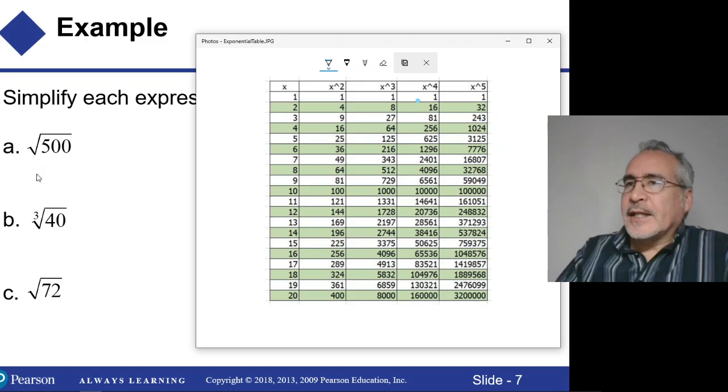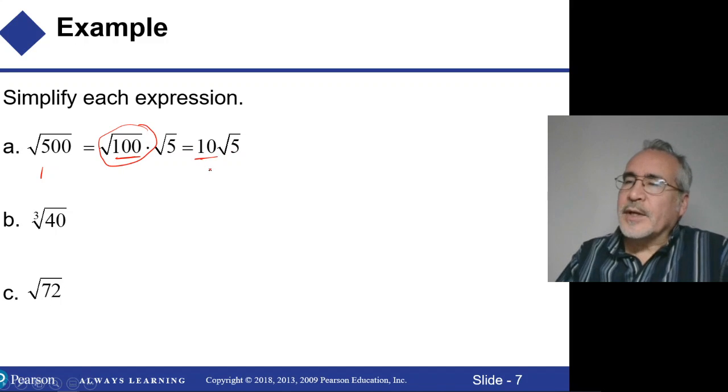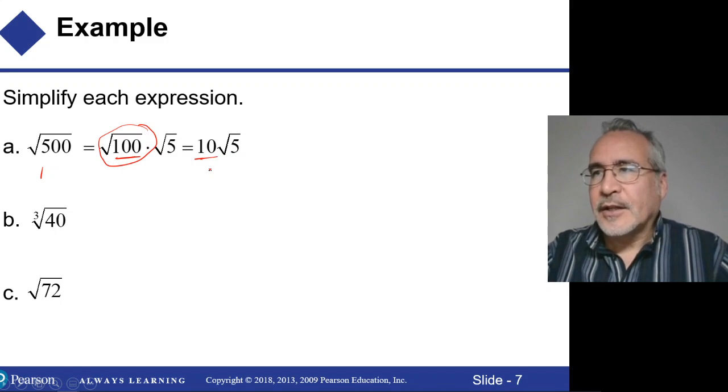So I could write this. Well, they went ahead. They rewrote it as 100 times 5, broke it into two roots, and the square root of 100 is 10. So we're able to get the largest square root out.